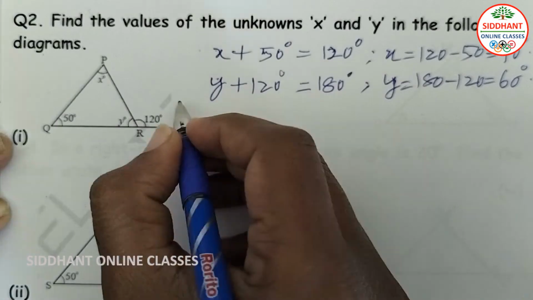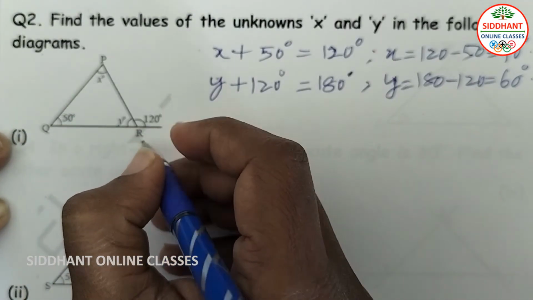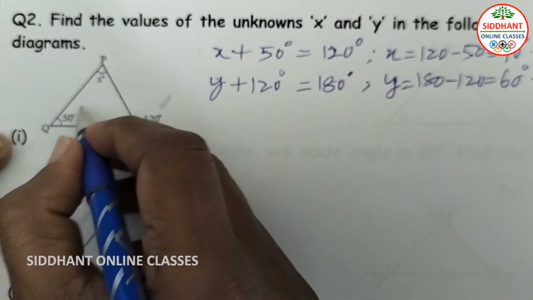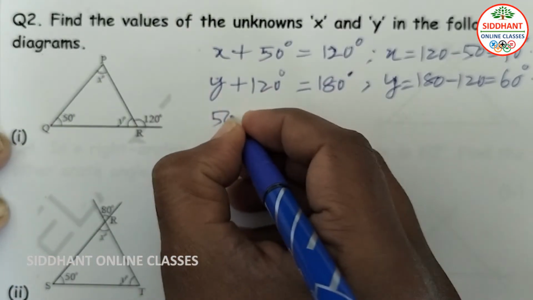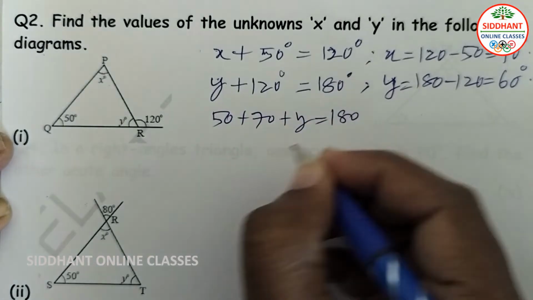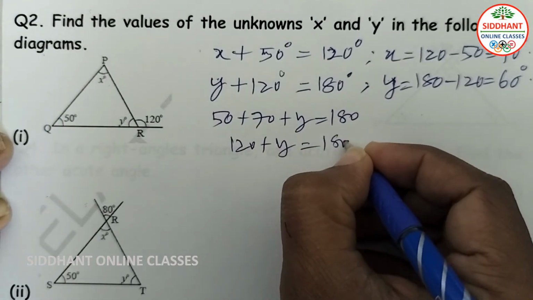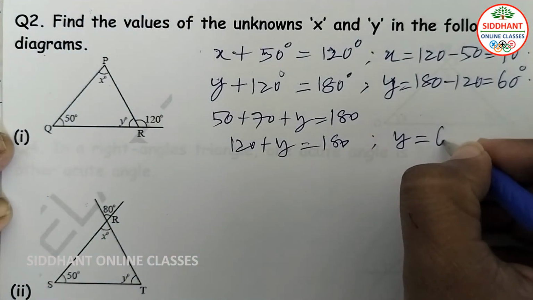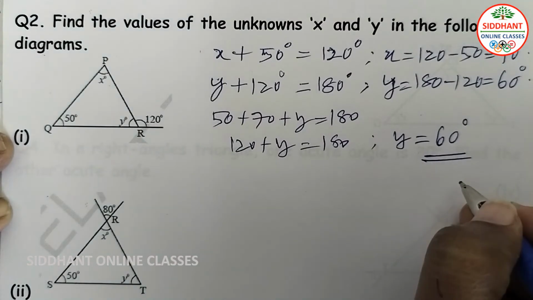So this is the way we calculate here. And also we can calculate the sum of angles is 180 degrees, and already we know 50 and x is 70. So 50 plus 70 plus y that equal to 180, and 120 plus y equal to 180, and y is equal to 180 minus 120, that will be 60 degrees. So in this way also we can calculate.